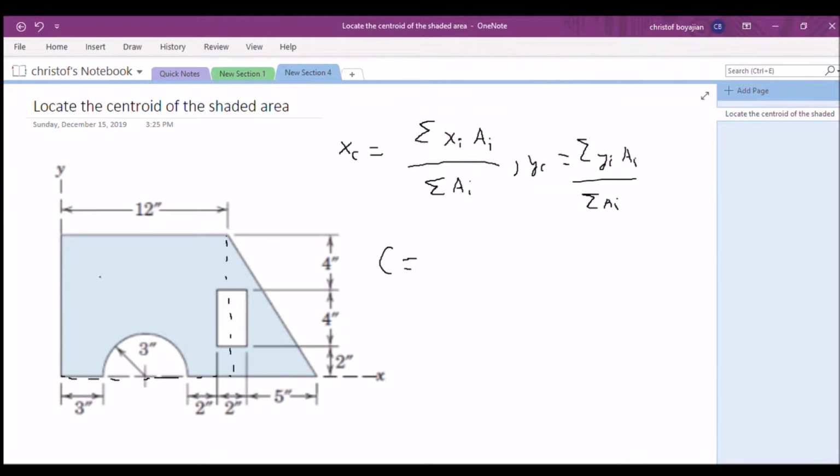So here I'm going to label these. This rectangle I'm labeling as 1. I'm going to label this total triangle as 2, and I wrote 1 there. It's going to be 2. And then this semicircle I'll say as 3, and then this rectangle right here is 4.